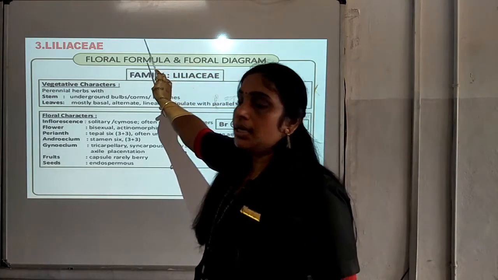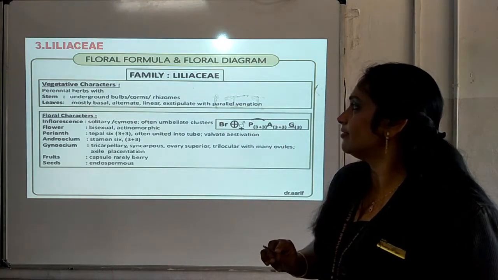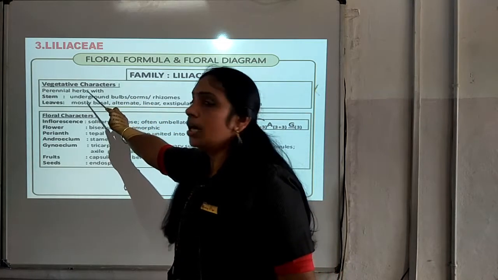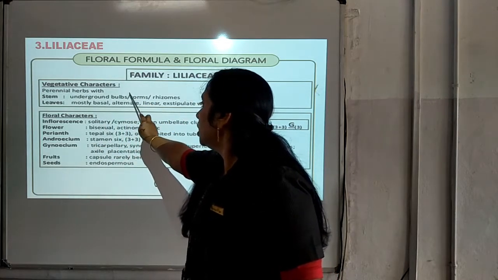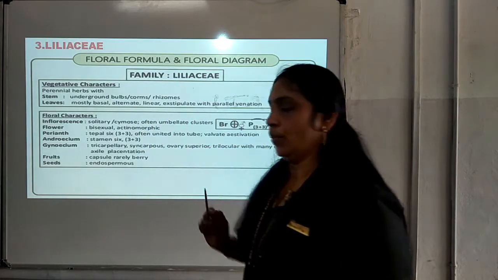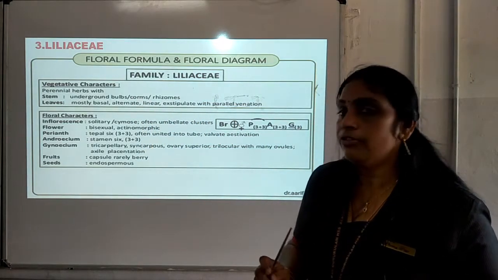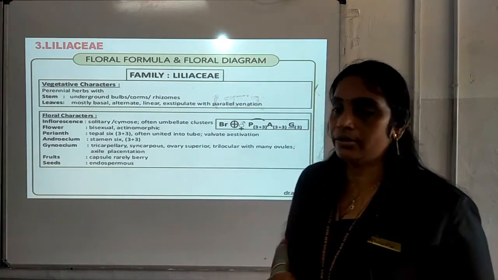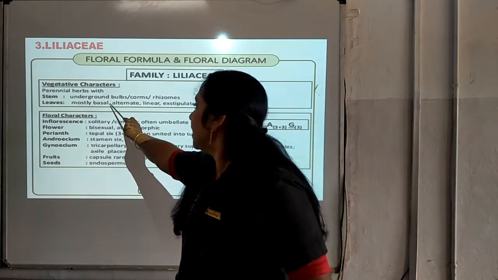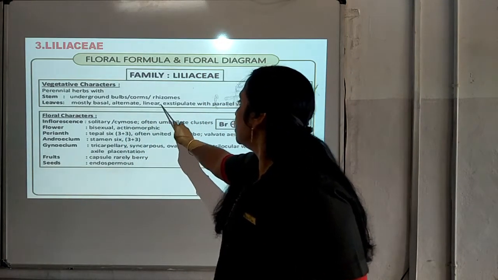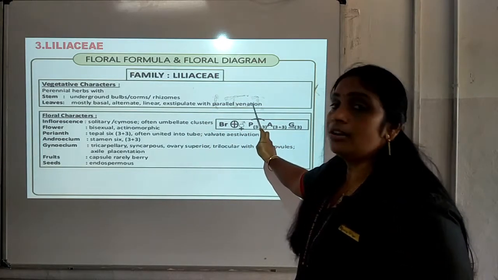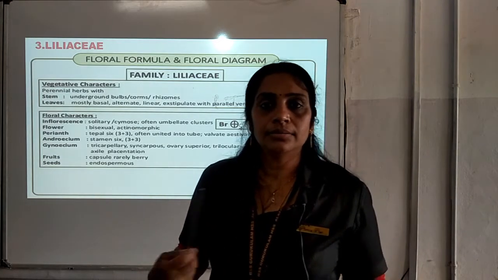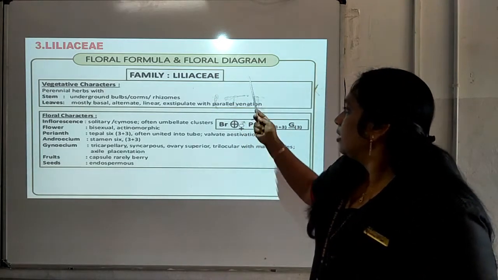Next one is the Liliaceae family. In the case of the Liliaceae family, the vegetative character is that they are perennial herbs with underground stem, bulb, corm or rhizome. The stem will be underground, in the form of a bulb, or a corm, or a rhizome. Leaves are mostly basal, alternate, linear, exstipulate with parallel venation. The venation of the leaf is parallel. Okay, for example, banana has parallel venation, isn't it?